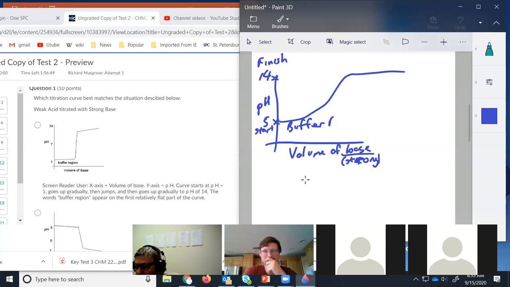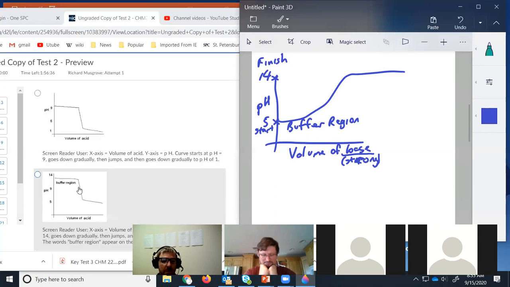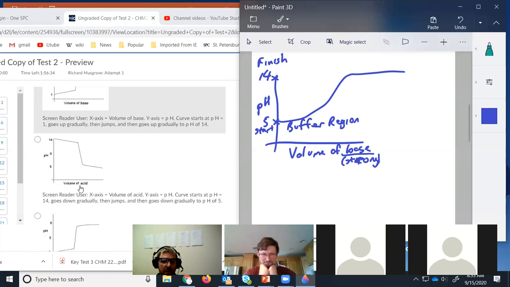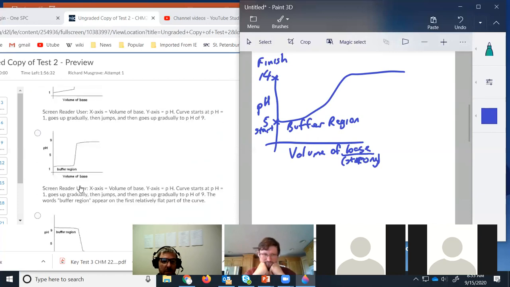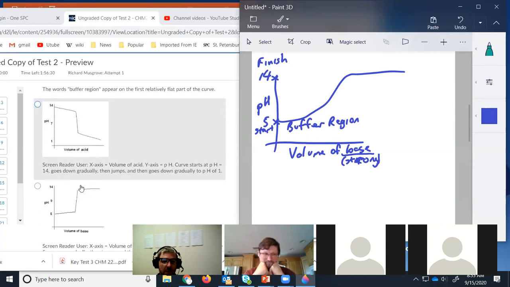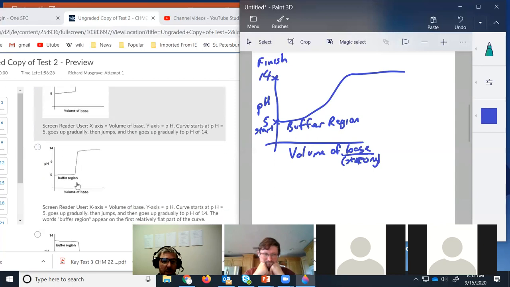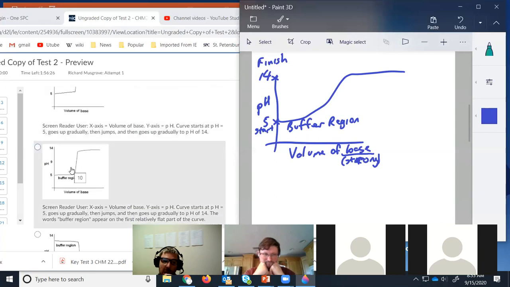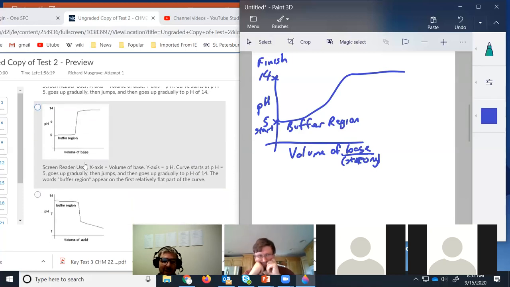Remember, buffer regions only occur when we're adding a strong acid or strong base from the burette. Does anybody have any questions? So which one would it be? Let's see if I can find it. It has to start out at 5 and has to have a buffer region. There he is. That's the one. So a lot of answers here. It's hard to guess. You'd have to know what you're doing, I guess.